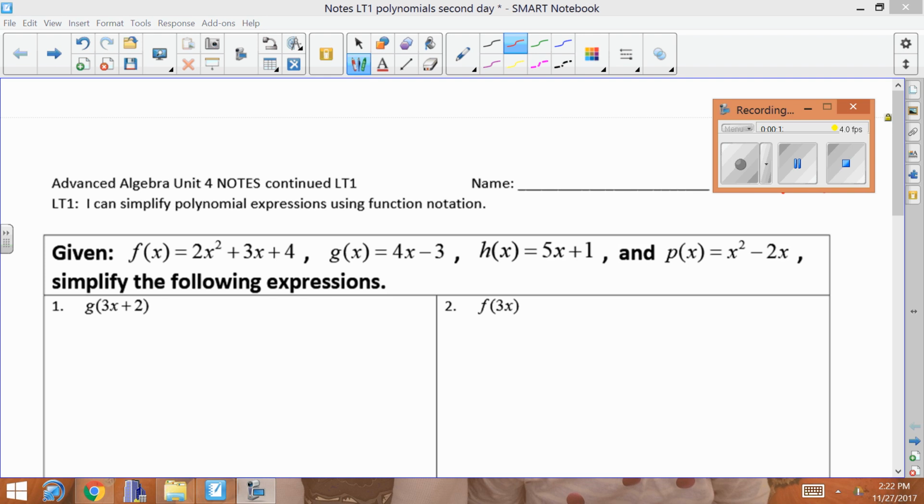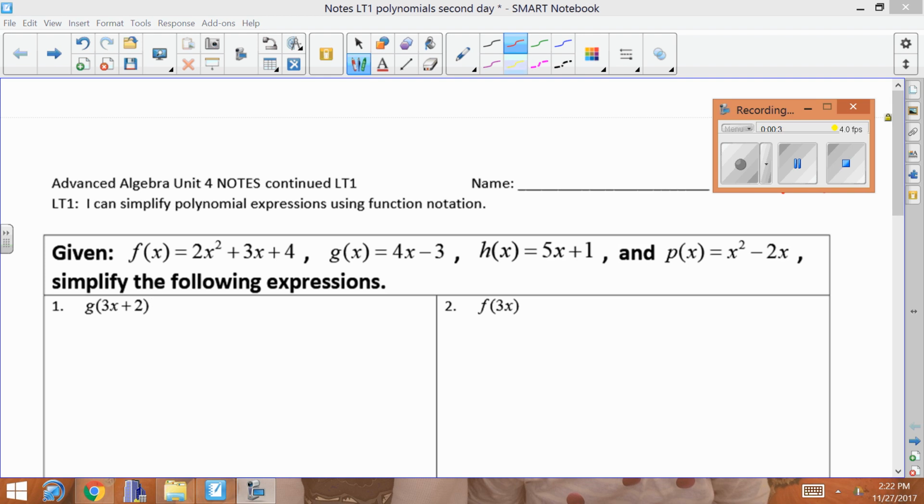I thought I'd go through a couple of these examples here so you can see how to go through these. This is Learning Target 1, the second day of it, so hopefully going through the homework and everything helped you learn some of those. But let's go through a few of these. So if I'm asking you to do g of 3x plus 2.